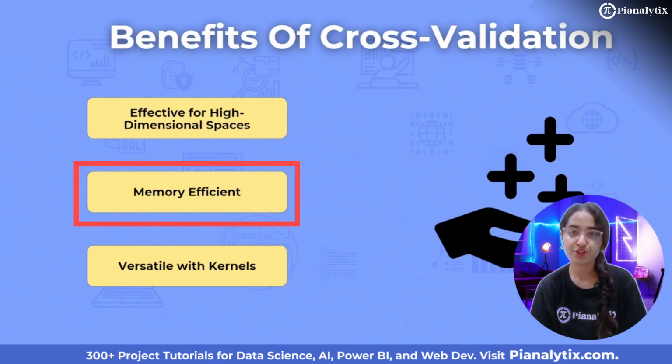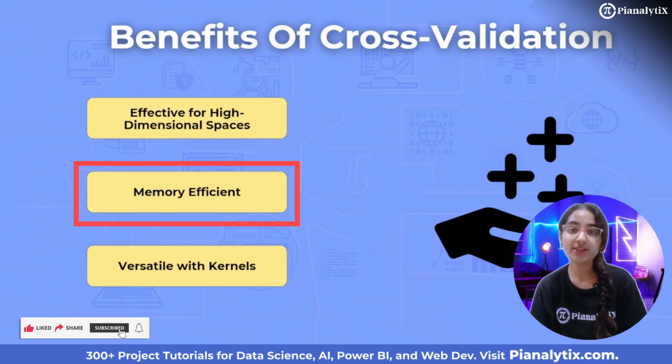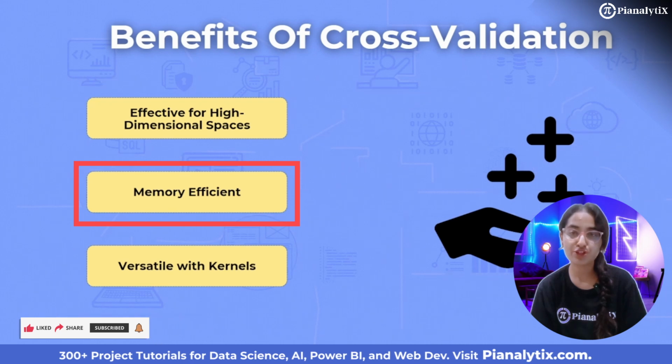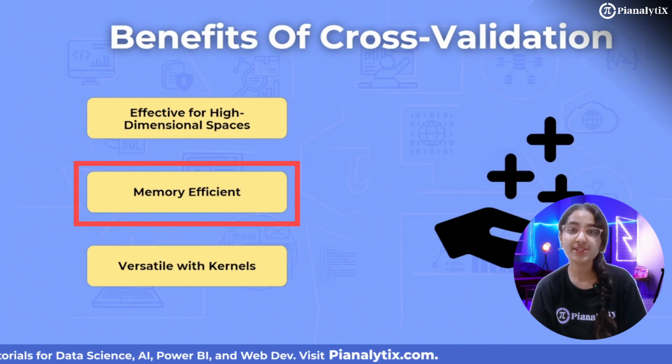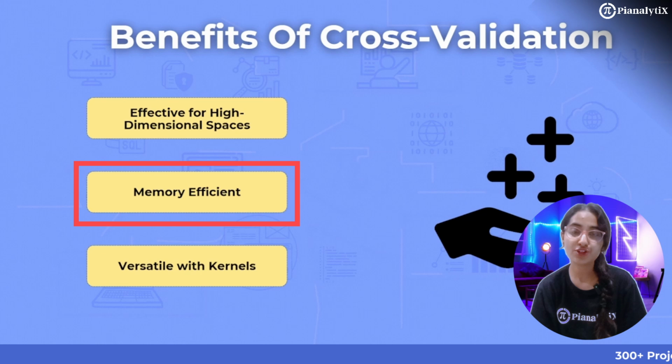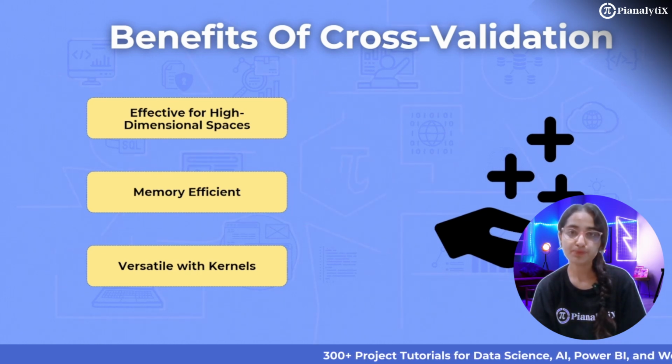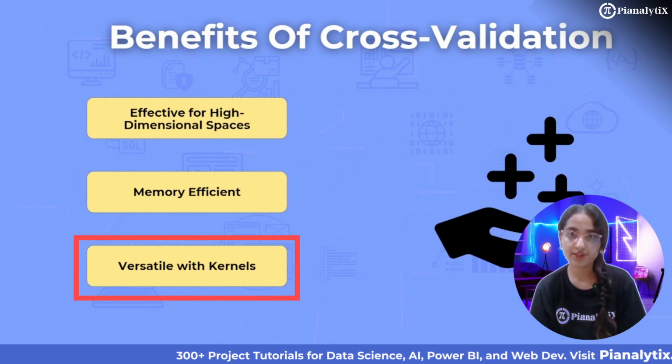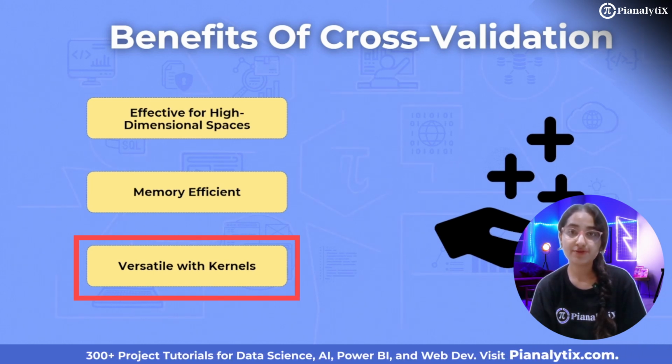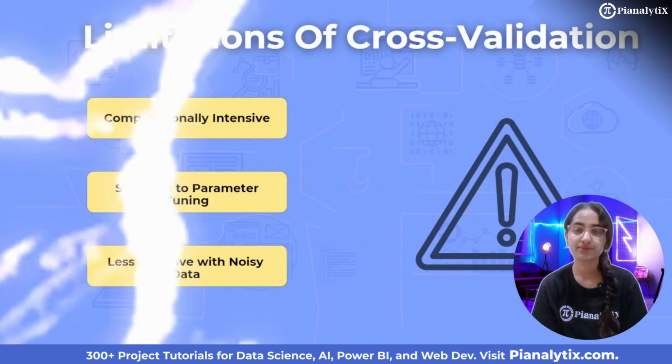Second, memory efficient. Because SVM only relies on support vectors, or the critical data points defining the margin, it uses memory efficiently. This efficiency means it can handle relatively larger datasets without needing a huge memory footprint. Third, versatile with kernels. With different kernels, SVM can handle both linear and non-linear data, giving it flexibility to tackle complex classification problems that other algorithms might struggle with.